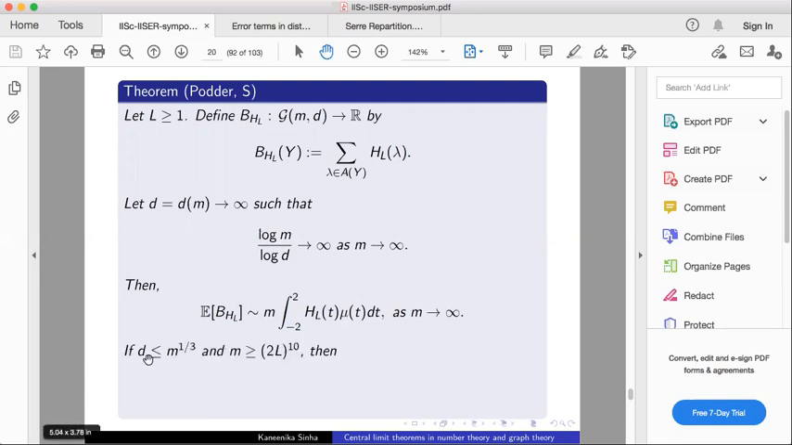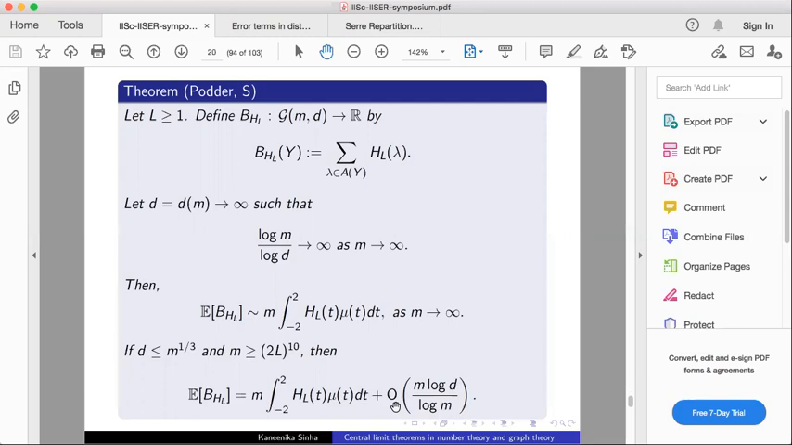If you take some m, so you are starting with any capital L of your choice, take m large enough so that it is greater than or equal to 2L raised to the power of 10. So we are making this result explicit now. And let d be something which is less than or equal to m raised to the 1/3. Then we can convert this asymptotic result into an effective result with error terms. So the expected value of B_{h_L} is equal to the asymptotic integral plus O of m times log d by log m. So this is an explicit error term, and the implied constants here are absolute and effectively computable.